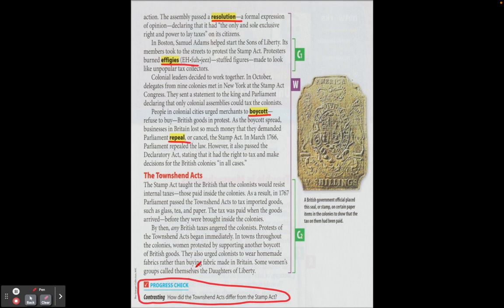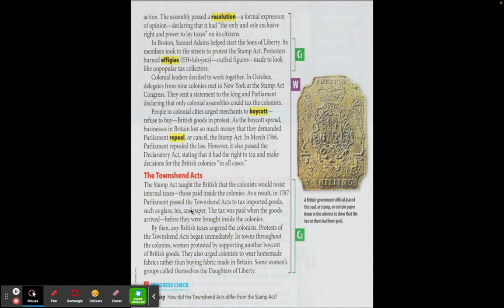And this is crucial because the Townshend Acts, you will have a question on your quiz assessment for this lesson. What were the Townshend Acts, or how are they different? And in fact, your progress check question reads, how did the Townshend Acts differ from the Stamp Act? So it's important you understand what this is here, okay? So I'm going to clear that and go back here.